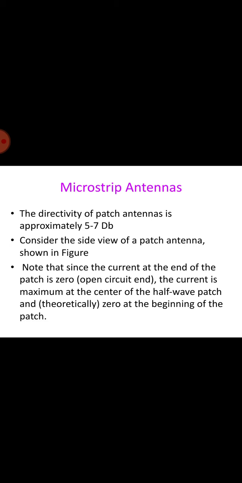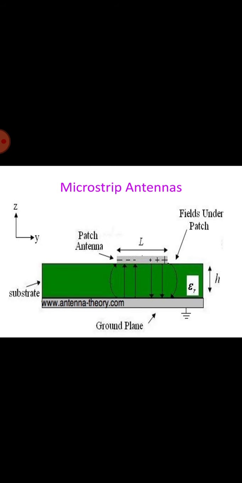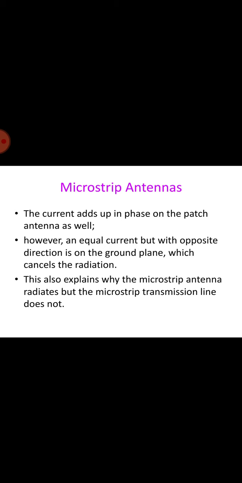Consider the side view of the patch antenna. Note that the current at the end of the patch is 0, that is, an open circuit end, the current is maximum at the center of the half wave patch, and theoretically it is 0 at the beginning of the patch, as you can see in this figure. The current adds up in phase on the patch of the patch antenna, however an equal current with the opposite direction is on the ground plane, which cancels the radiation. This also explains why the microstrip antenna radiates but the microstrip transmission line doesn't.